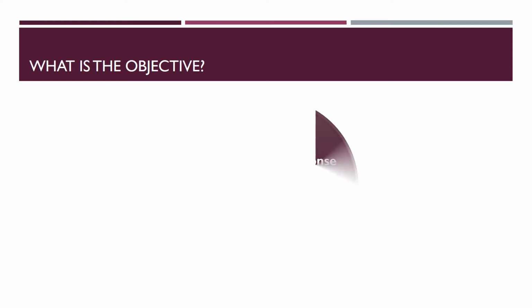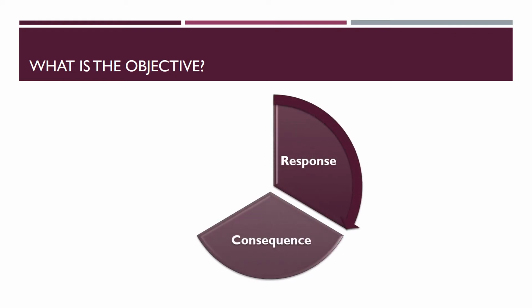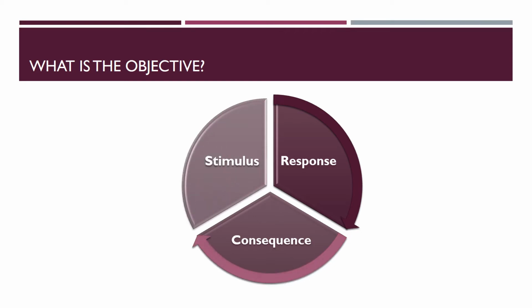As we know, there is a response for each stimulus, and this response is followed by a consequence. So good knowledge of this consequence will aid in identifying the underlying stimulus, thus helping in either elimination or exaggeration of the response.